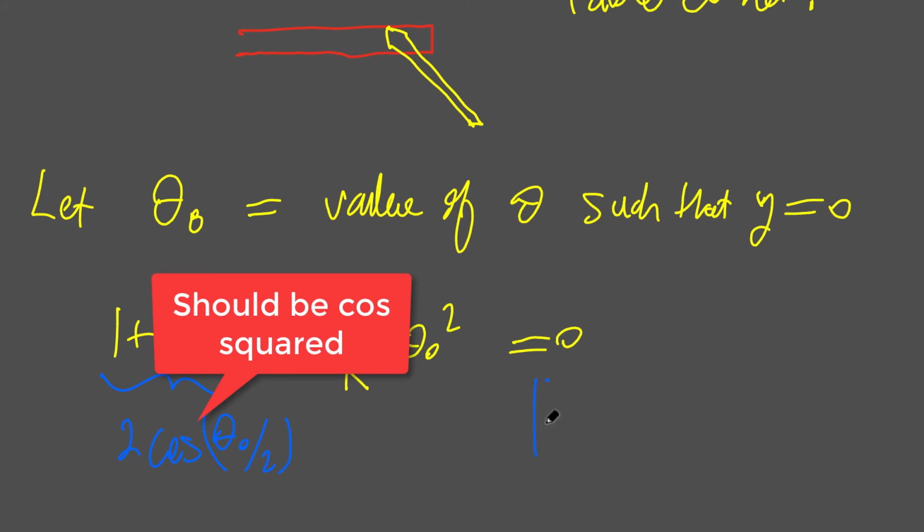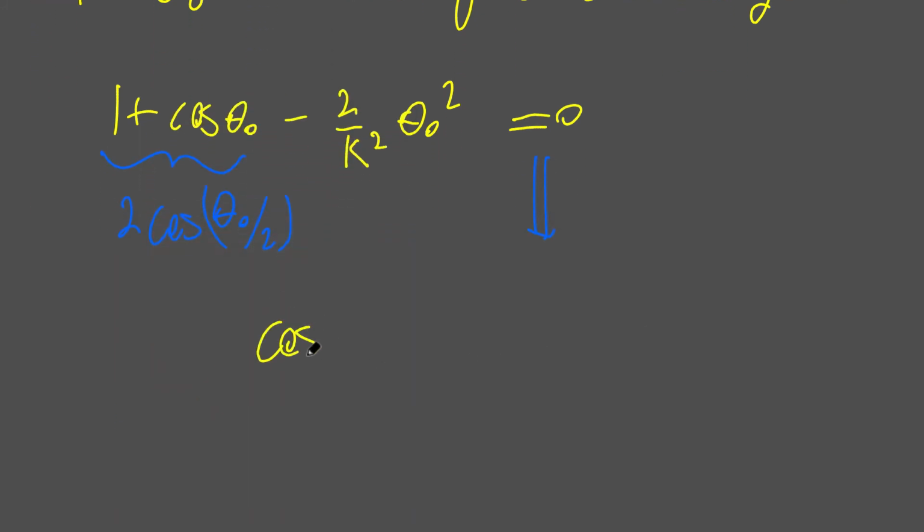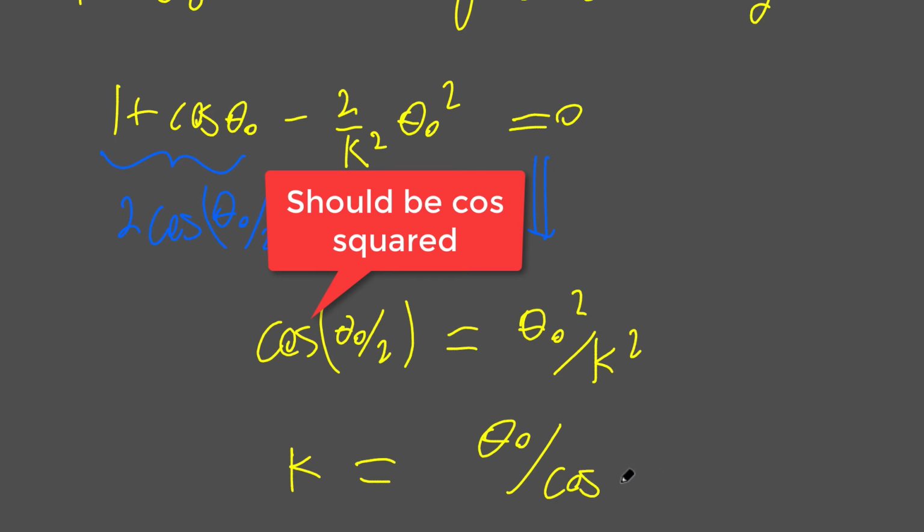So then this equation becomes cosine of theta naught over 2 equals theta naught squared over k squared. And we can also rearrange this as k is equal to theta naught divided by the cosine of theta naught over 2.